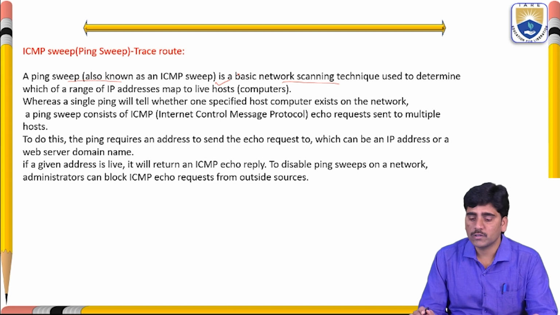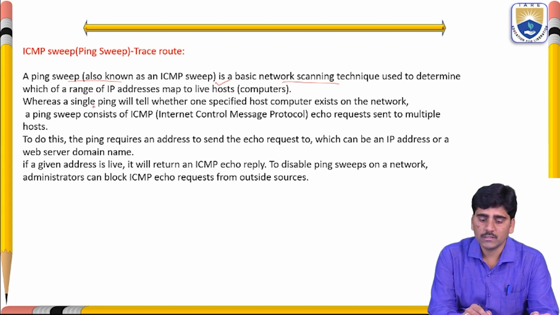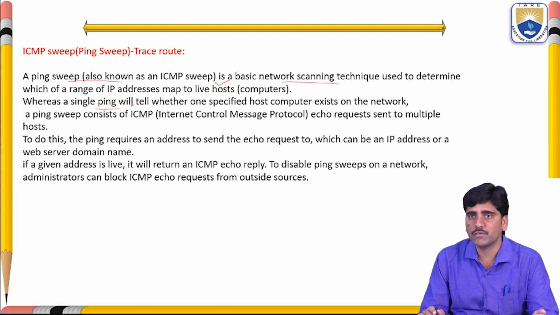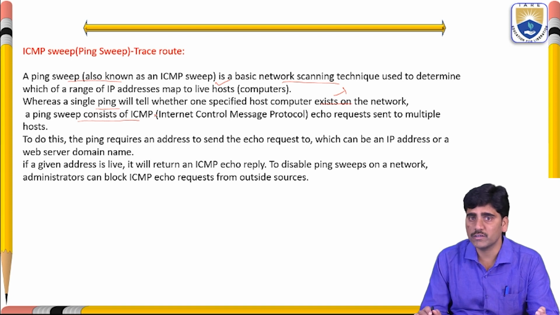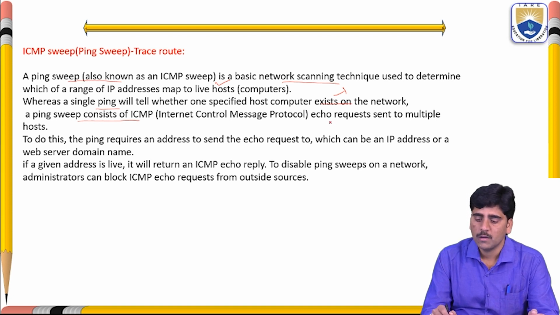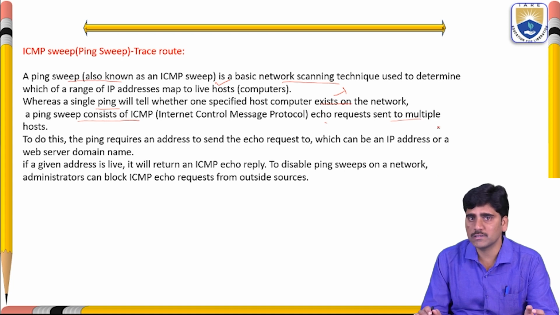So it is one type of network scanning technique which determines which range of IP addresses are mapped to live hosts. Whereas a single ping will tell whether one specified host computer exists or not. So one ping can say that only one computer exists on the network. Which device is connected to the network is specified by only the single ping command. But a ping sweep consists of ICMP echo requests sent to multiple hosts. So multiple devices connected to the network can be checked by this ICMP sweep or ping sweep.